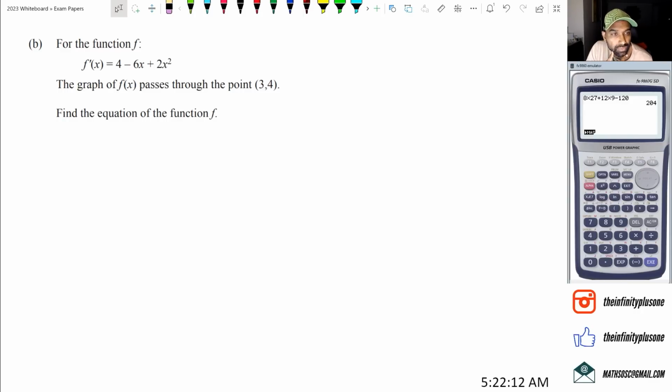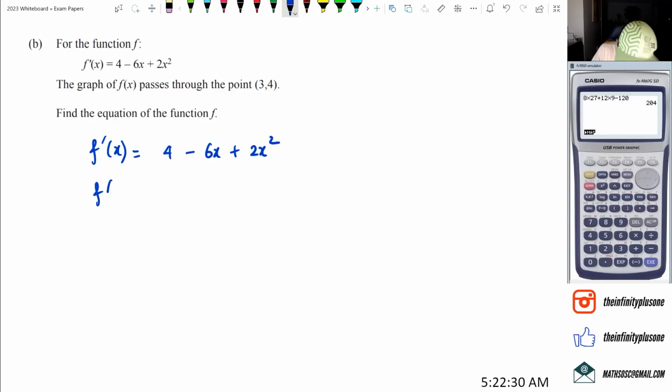So next one, we've got an integrate. We've got to integrate because we've got a gradient function, and it passes through (3, 4). Alright, so I'm going to write down the equation first: 4 minus 6x plus 2x squared. When I integrate this, I am going to get 4x minus 6x squared over 2 plus 2x cubed over 3, and of course don't forget the plus c.